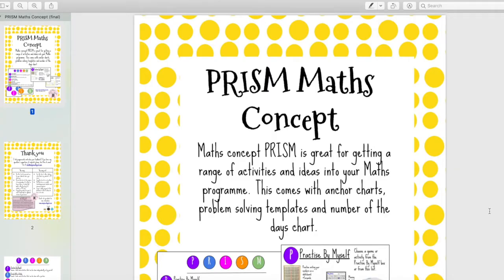Everyone. So for today's Sunday Spotlight, I'm just going to show you a little bit into the PRISM Maths concept that I designed. And this is listed on Teachers by Teachers or on my website.